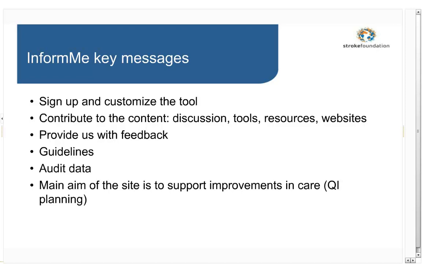Provide us with feedback. We definitely need that to make sure that it's meeting your needs. If there are areas that you absolutely love or there's things that you believe are missing, please do let us know. Look out for the guidelines. The 2017 guidelines will be found here on InformMe, as well as the up-and-coming audit data. And really, please do use the site when it comes to your quality improvement planning. If you have any questions about that in particular as well, don't hesitate to get in touch and we can walk you through that.